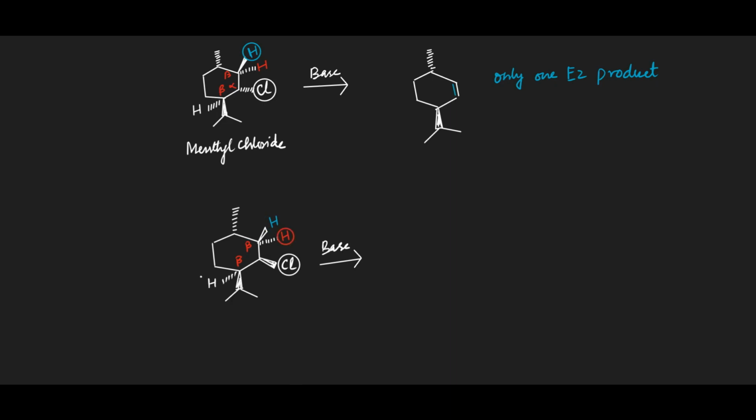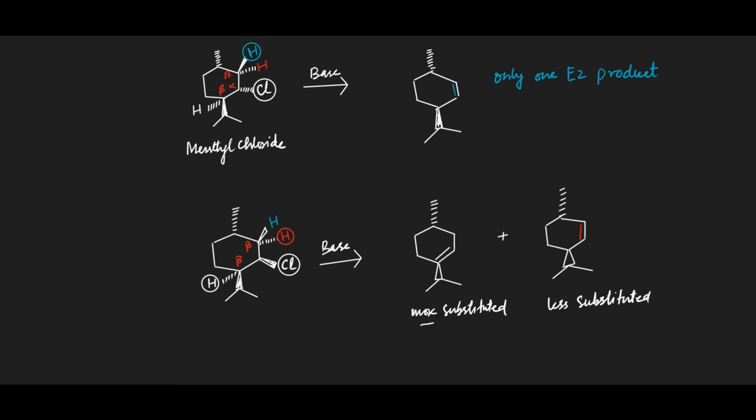This red and white hydrogen on dash are trans to this chlorine on wedge, and hence both can be eliminated with chlorine to form two different alkene products. Elimination of white hydrogen with chlorine gives this alkene, and that of red hydrogen gives this alkene. This is more substituted, and this is less substituted. This is Zaitsev product, and this is Hofmann product. Zaitsev product, of course, will be major, and Hofmann will be minor product.